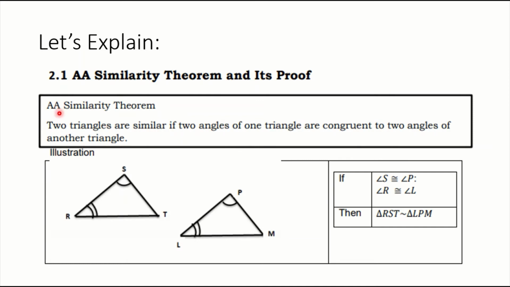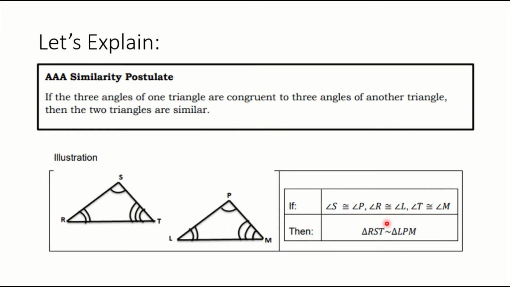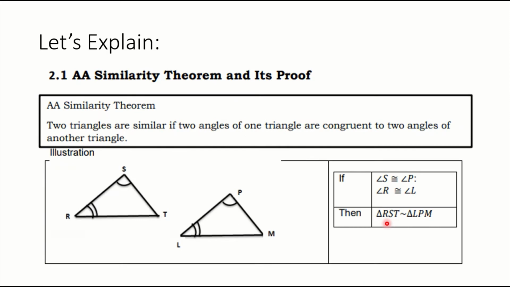Okay? AA means angle. Two triangles are similar if two angles of one triangle are congruent to two angles of another triangle. So if angle S is congruent to angle P and angle R is congruent to angle L, then triangle RST is similar to triangle LPM. So just remember, if three angles are congruent in the triangles, they are similar. If two, they are still similar.